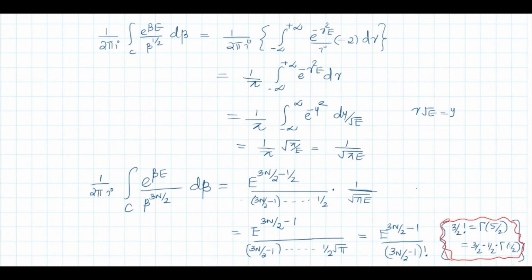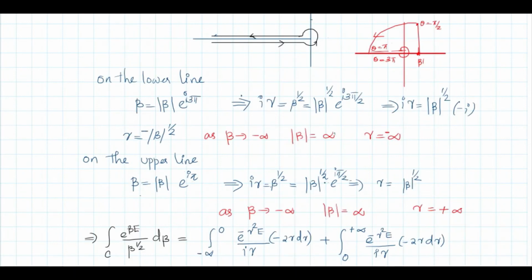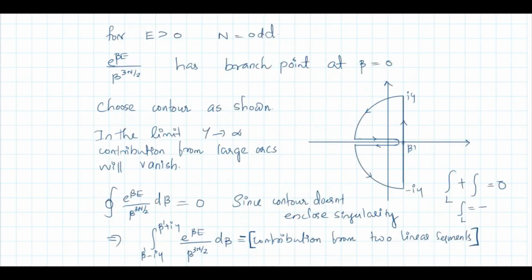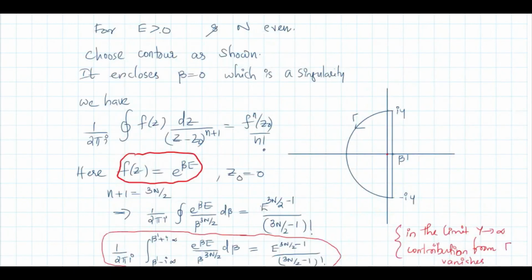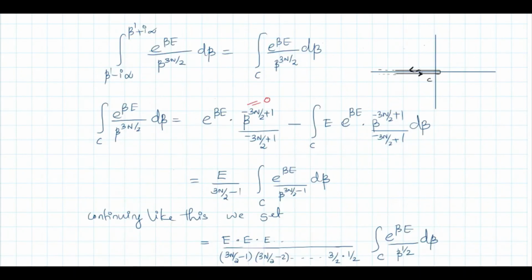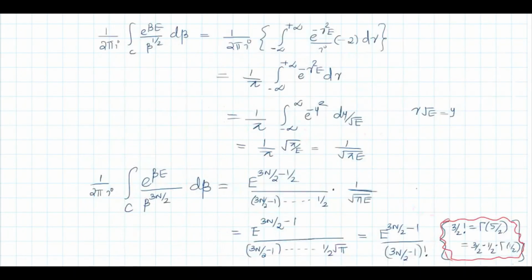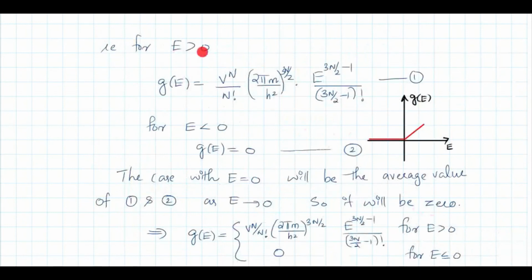This is the answer. So for n equal to odd, this is a lengthy procedure, but still the answer is same as the case with n equal to even. In both cases the answer is same, but the procedure is entirely different. So for e greater than 0, we can write g of e as v raised to n by n factorial, 2 pi m by h square raised to 3n by 2 into the answer we obtained here, e raised to 3n by 2 minus 1 by 3n by 2 minus 1 factorial.